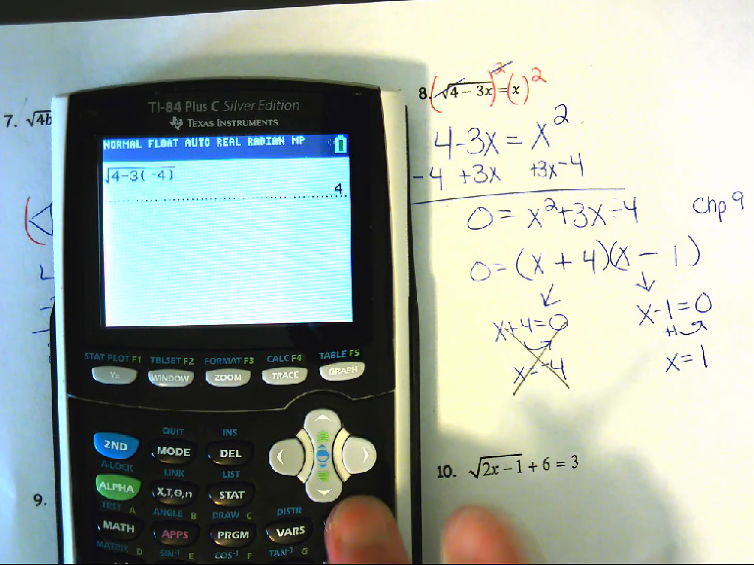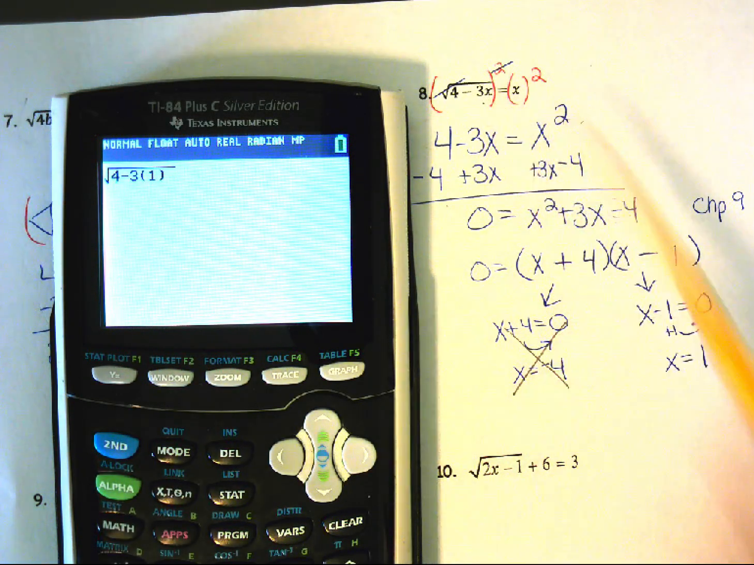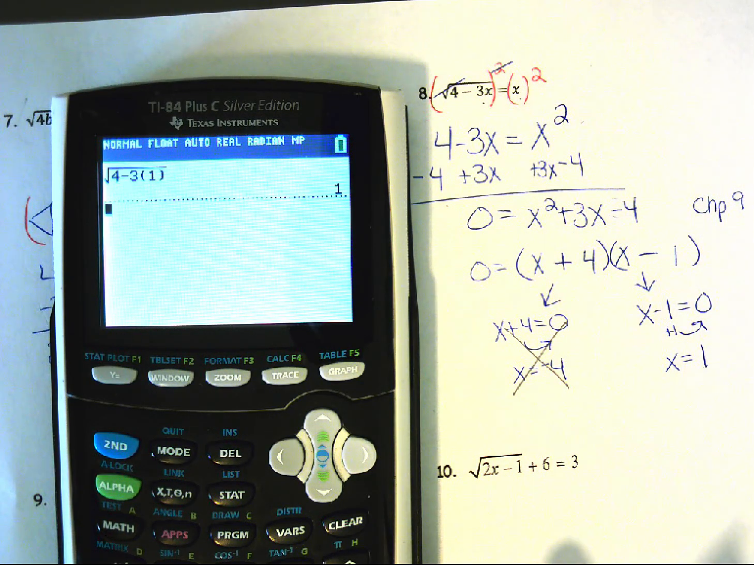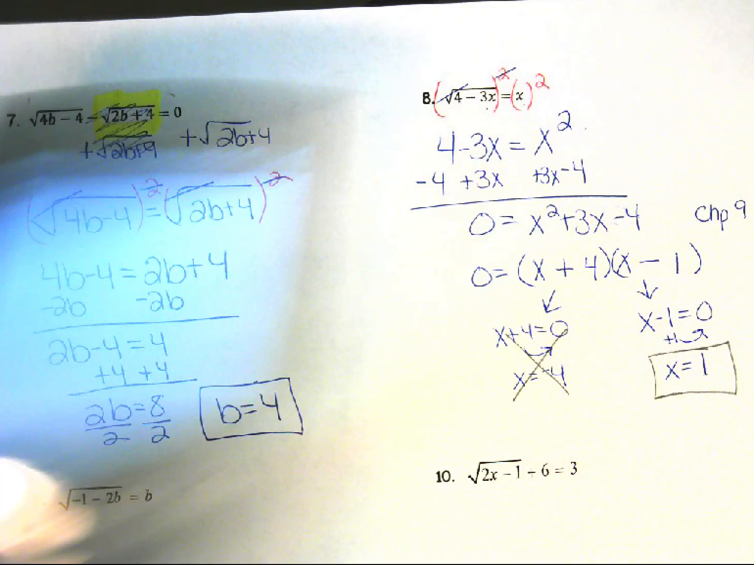Now let's try the 1. So I'm plugging 1 in on the left, and I'm plugging 1 in on the right. So when I hit enter, this needs to equal 1, and it does. So I know that is my only solution.